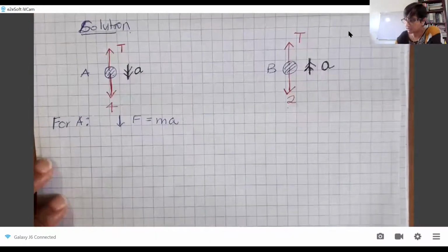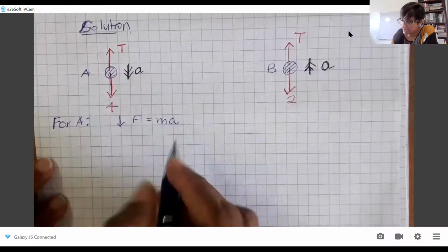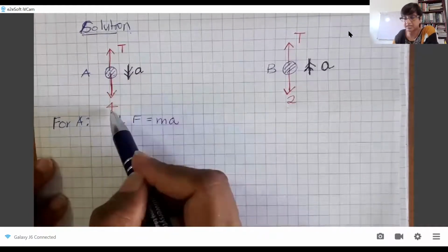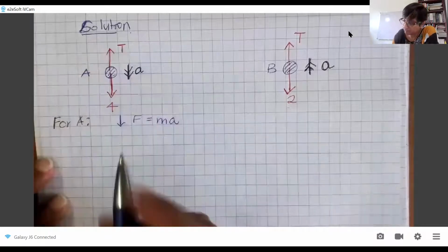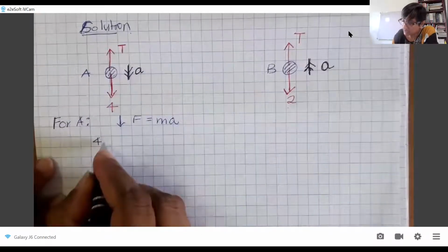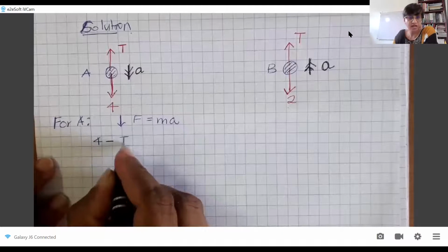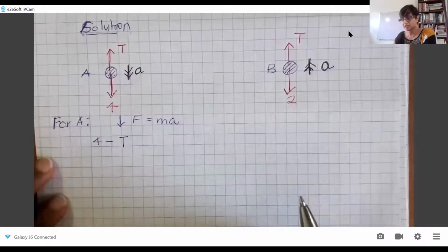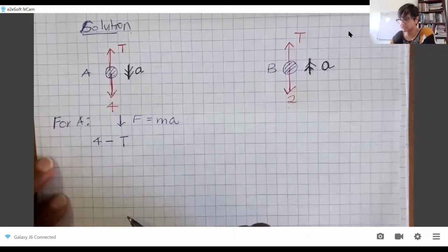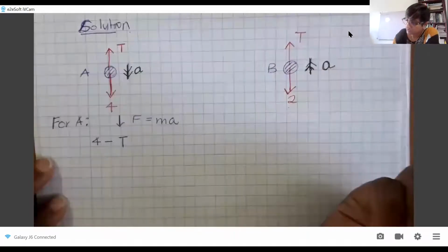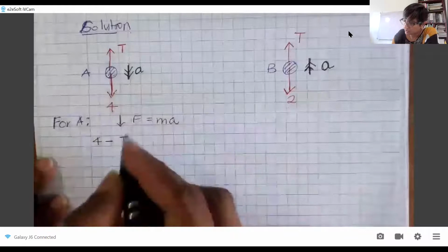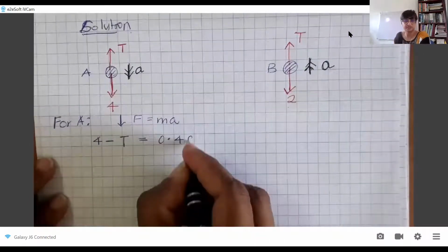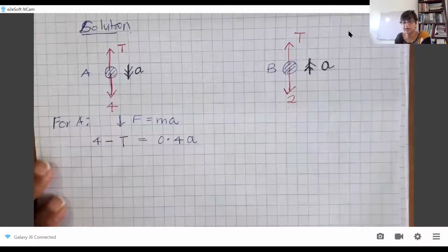Let's apply F equals ma to A. What is the net force? It's accelerating down, obviously, because 4 is greater than T. So 4 minus T is the resultant force. Two forces, the resultant force is the bigger force minus the smaller force, and the direction of this force is downwards, right? It is equal to mass times acceleration. There I have one equation. I have two unknowns here. A and T are unknowns.